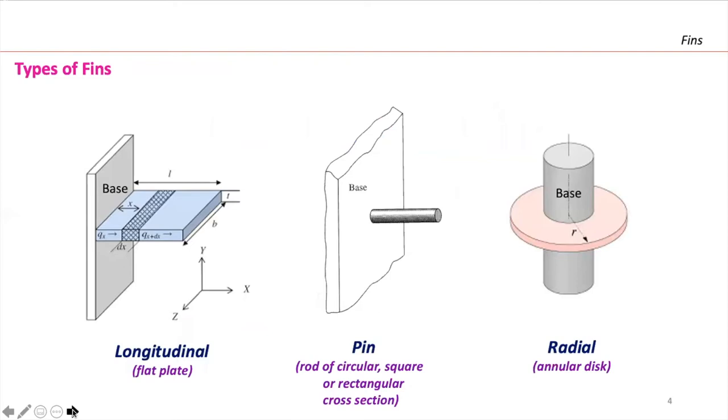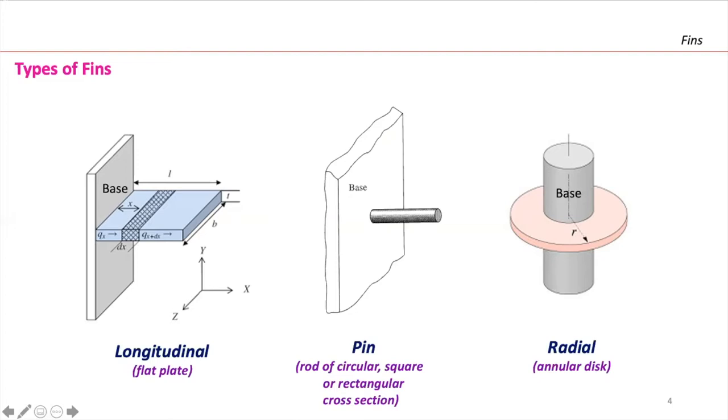In this course, we are going to evaluate three main types of fins. The longitudinal fin, that is nothing more than a flat plate, like you can see here in this image. The pin fin, that is a rod of circular or square or rectangular cross section. It's a rod, okay, extending from the base. And the radial fin, that is an annular disc, this part that is kind of pinkish here in this image. So those are the main common and simple geometries of fins, right? Obviously, the geometry depends on the designer. Nowadays, there are very different and more complicated geometries, but these are the basic ones we are going to study for the purpose of this course.